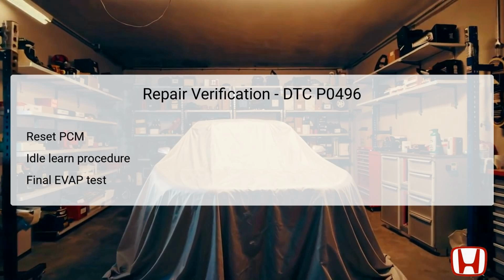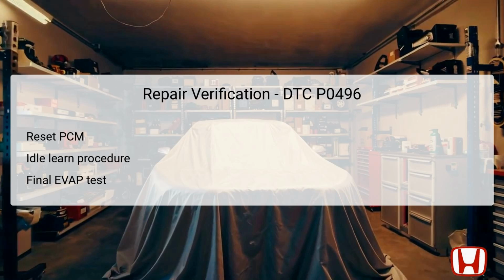Once repairs have been made to the affected components, it is essential to verify that all work has been effective. Start by turning the ignition switch to the on position or pressing the engine start-stop button to select the on mode. Following this, the technician should reset the powertrain control module, PCM, using the HDS. Resetting the PCM is crucial as it clears any stored data regarding previous fault codes.